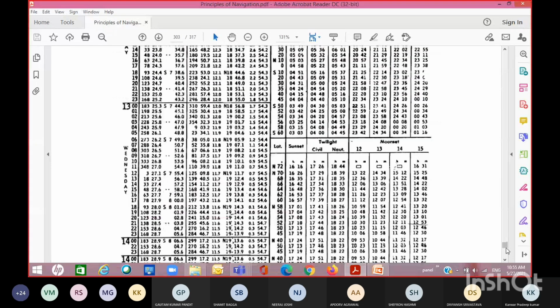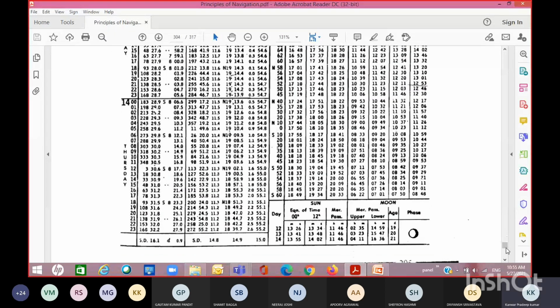You see here the phase of the moon, bottom right. Age 19 days, 20 days, 21 days. 20 days from new moon. The age starts from the new moon, no? That means it is going towards the full moon now. It is gibbous position.